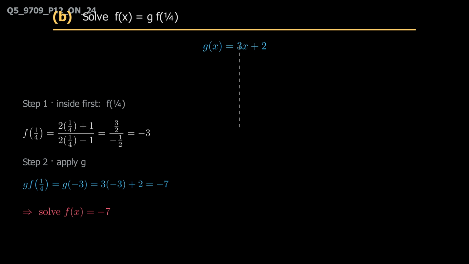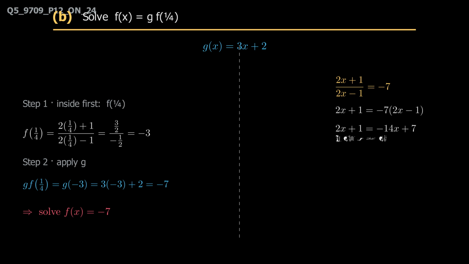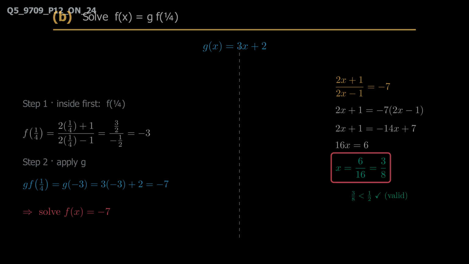Solve the rational equation on the right. Cross-multiply and collect x terms. Continue simplifying. X equals 3/8, which is less than 1/2, valid for the domain.